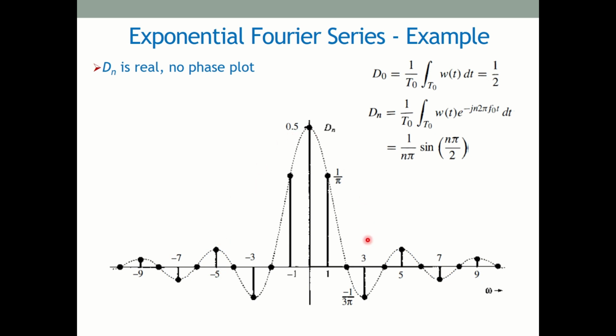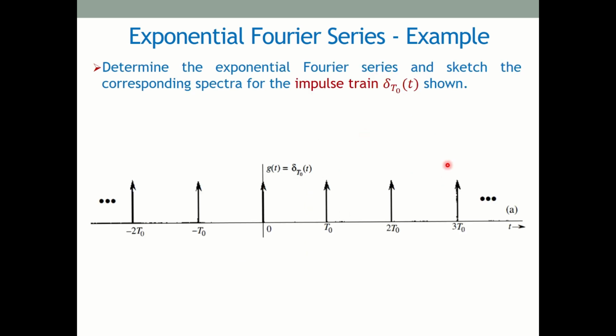So we see the plot for dn here. Now since this is a real quantity, it does not have any phase, so we will not get any phase plot for this. All of these exponentials are in phase, they have the same phase, so that's why the phase term does not appear here, right?